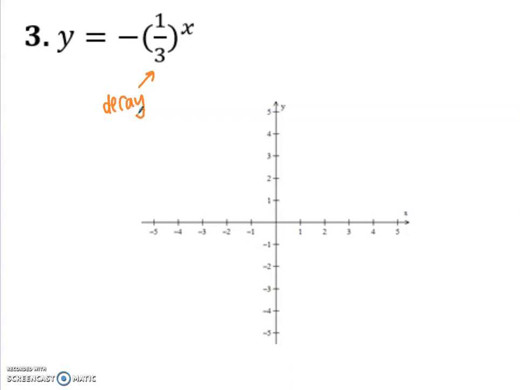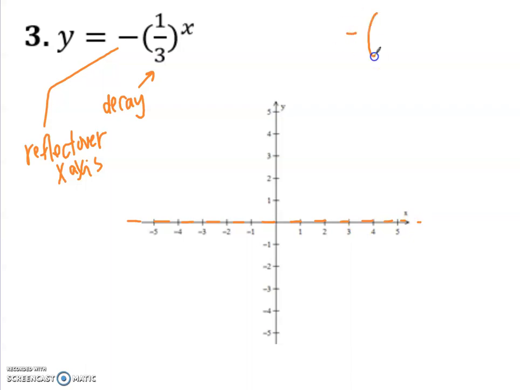Okay, it's exponential since it's in that form, and that negative out in front tells me it's going to reflect, right? We're going to reflect over the x-axis. Okay, reflecting over the x-axis. It's not moving up or down, so I still have my asymptote here. Exponential's got an asymptote there.